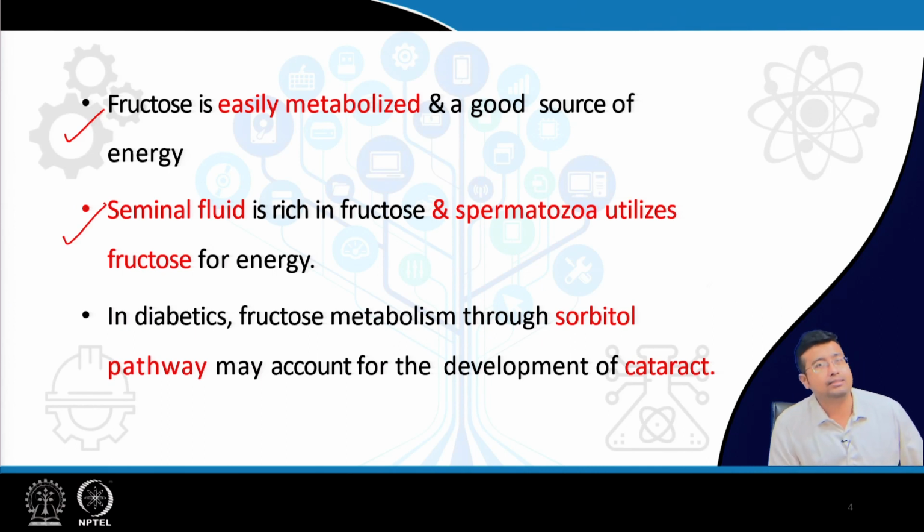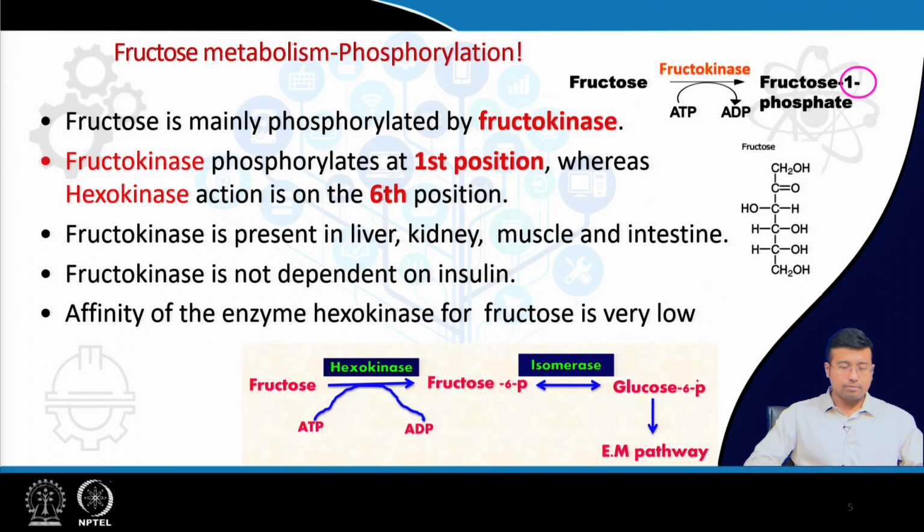Seminal fluid is rich in fructose and sperm use fructose as a source of energy. In diabetics, fructose metabolism through the sorbitol pathway may lead to the formation of cataract. Do not worry, I will be explaining everything, just keep these things in mind.